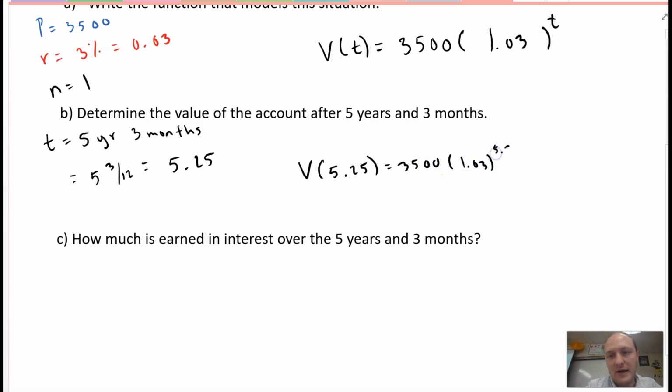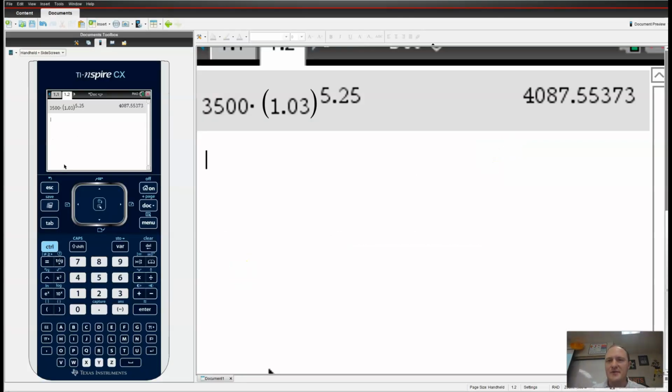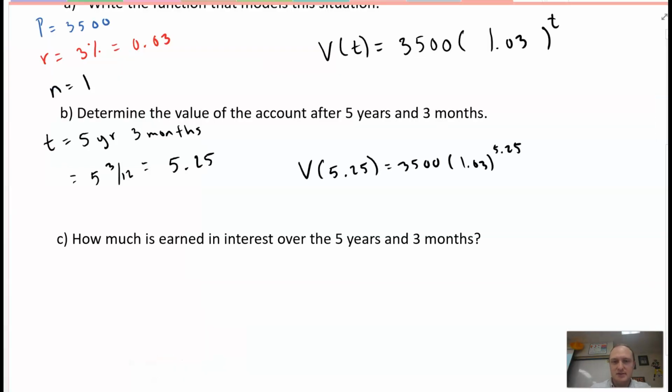So we plug this into our calculator, and here's what we get. We get $4,087.55. So that would be $4,087.55.